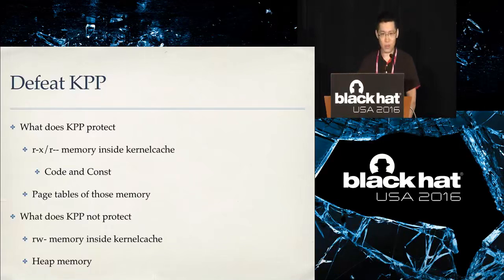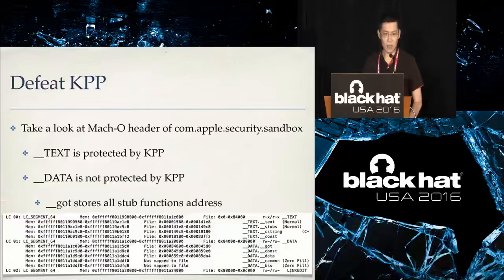We also wanted to know what KPP does not protect, meaning which memories we could modify without triggering KPP. The RW memory, read and write memory inside the kernel, is not protected by KPP. Also, all the kernel heap memory you allocate later is not protected by KPP. So we went deeper. We took a sandbox extension as an example and examined its Mach-O header to see what we could still modify.